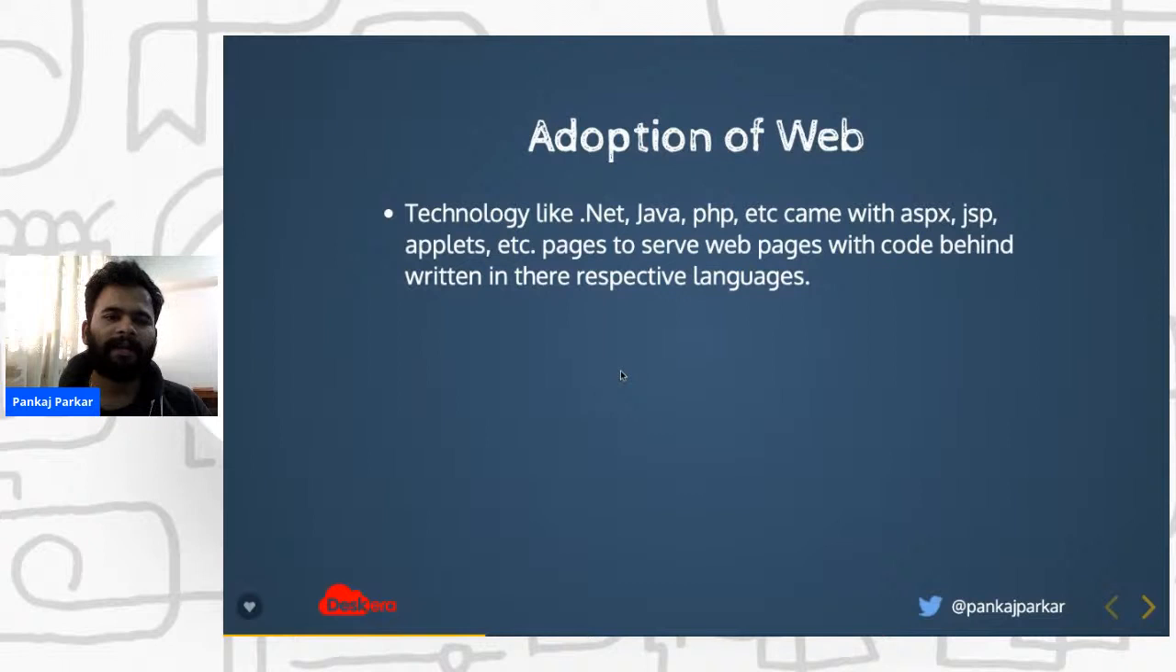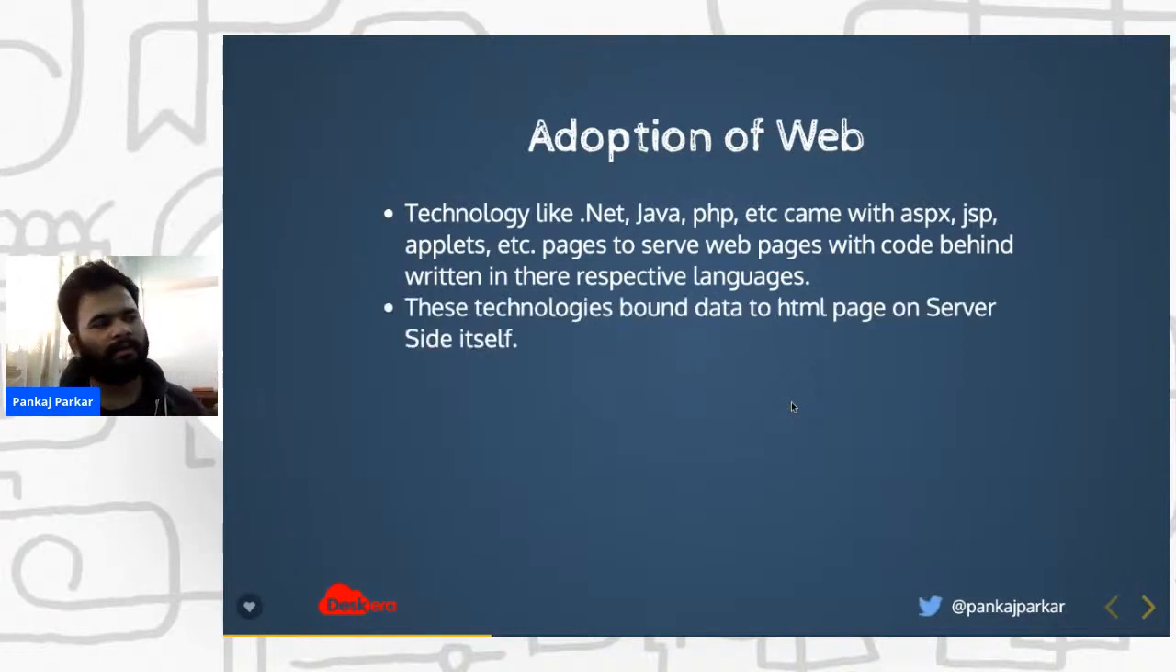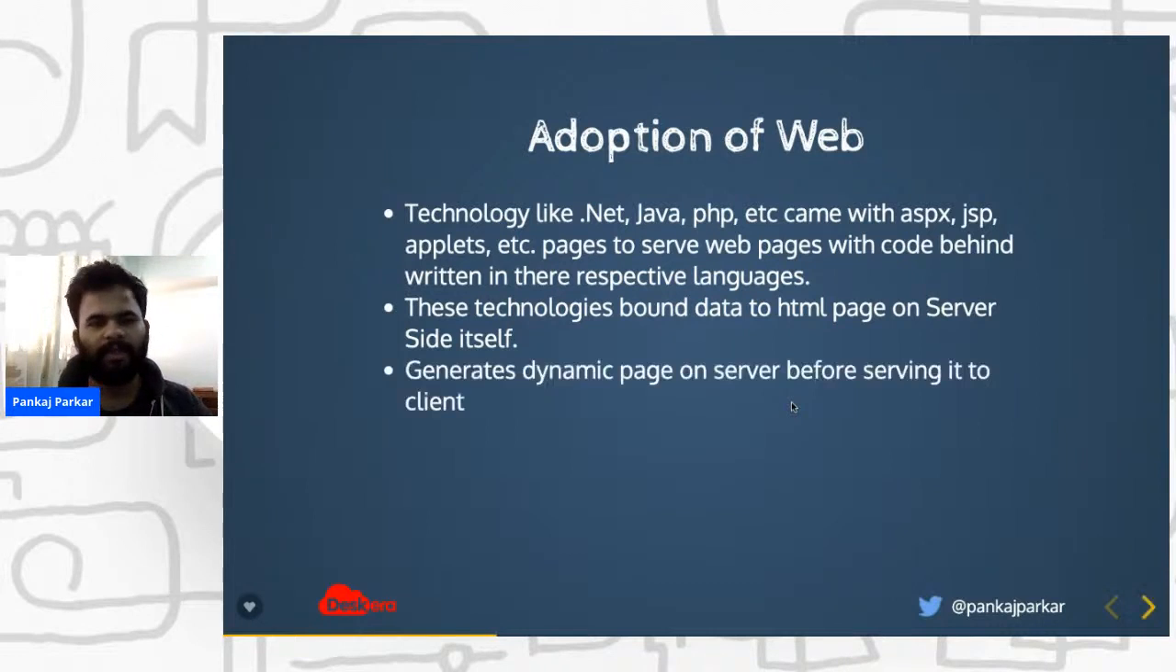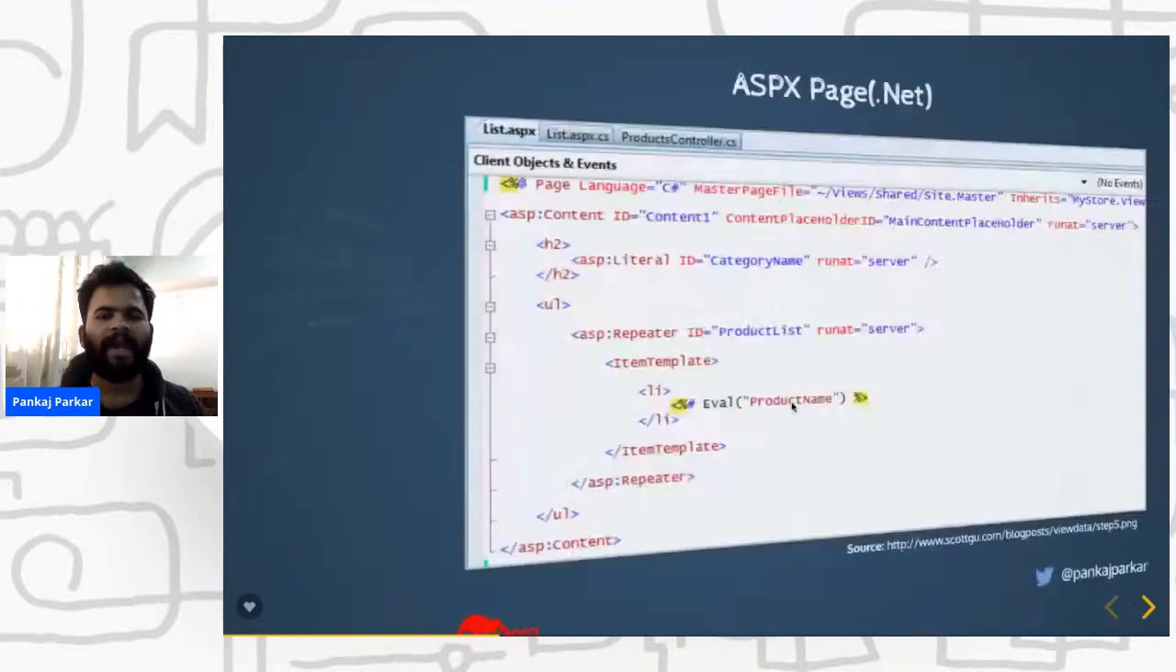So basically technology leaders like Microsoft came into the picture, and they started .NET, Java, PHP, with their respective pages like ASPX, JSP, and applets. And what they did is they gave us a code behind where we write our code, and later on that will be filled in and sent back to the client, whoever asked for it. Okay, and that is how the dynamic web was before.